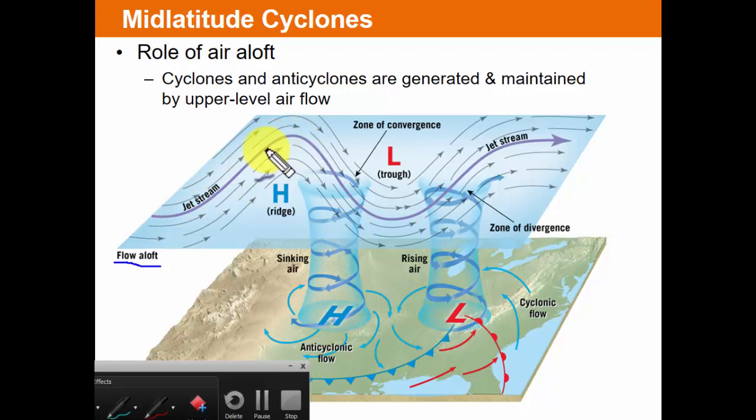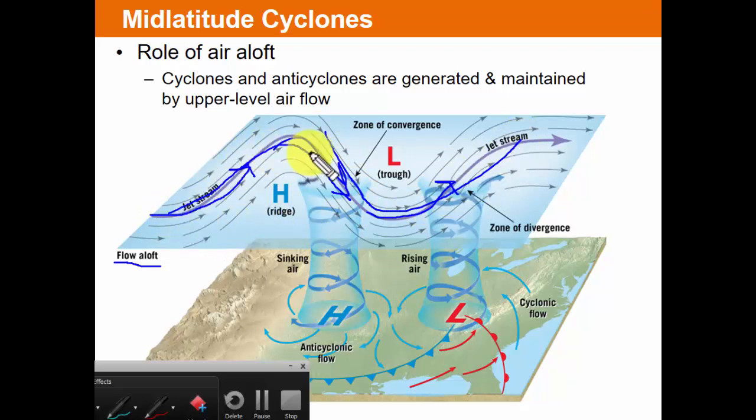12 to 15, 18,000 feet above the surface. That is our flow aloft. That's where the jet stream lives. That's the core of those stronger winds within these winds. And that jet stream, as you can see, makes these same types of patterns as winds at the surface. We have ridges of high pressure and troughs of low pressure.